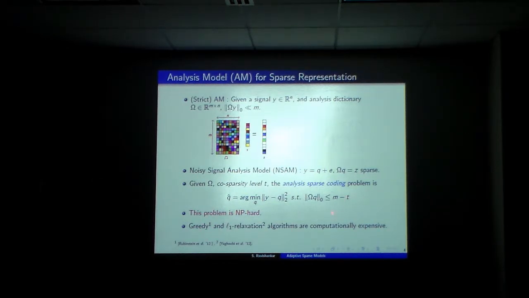T, co-sparsity? Yes, that's T. What is that? Co-sparsity, okay. When you say sparsity, you're referring to the number of non-zeros. When you say co-sparsity, you're referring to the number of zeros. So you want at least T zeros in omega Q, which corresponds to having M minus 2.